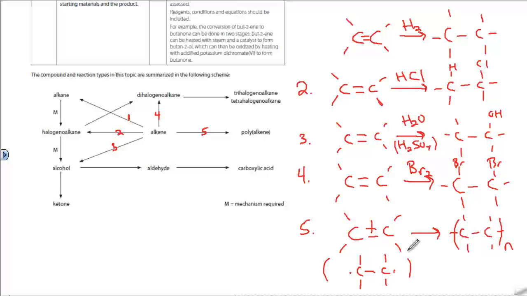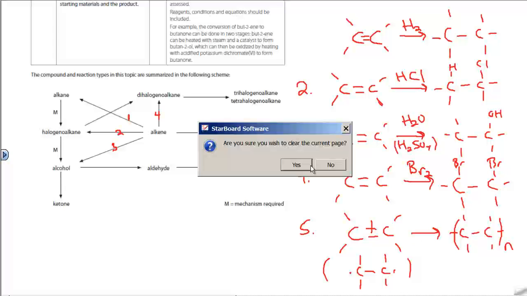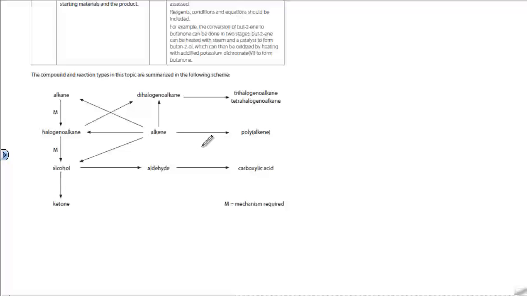So we'll leave it at that. Let me go ahead and clear this off of here, and then give us a fresh start. So we took care of this one, this one, this one, this one, and this one. So let's focus on some of the others.